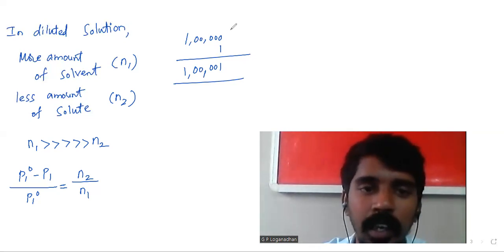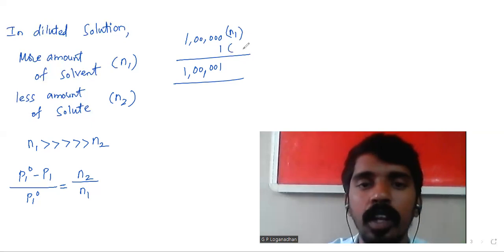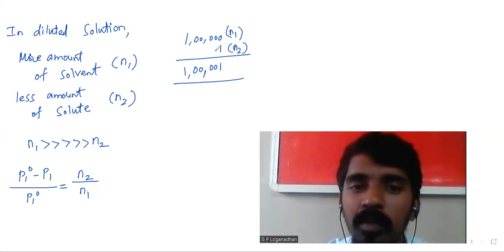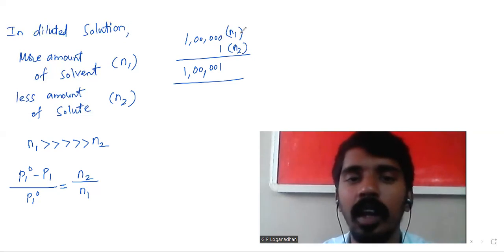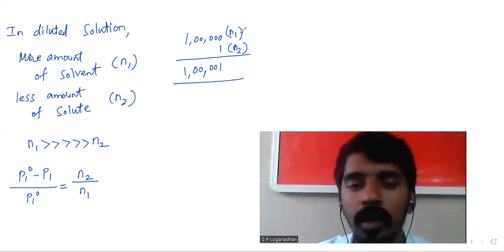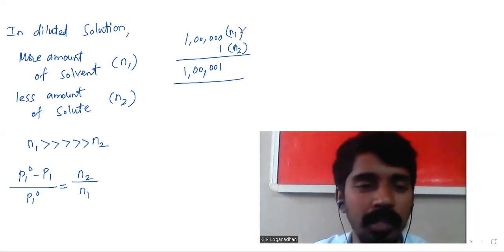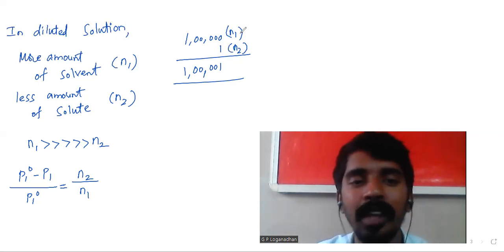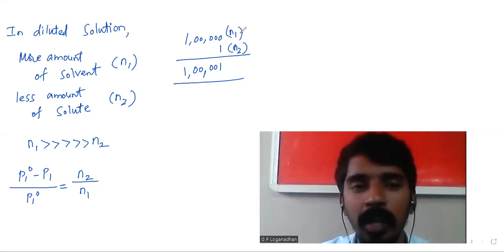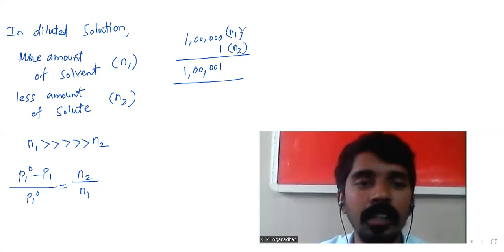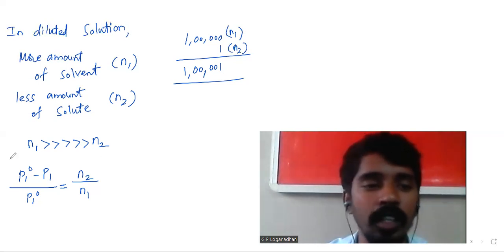Here, if the number of moles of the solvent is N1 and the number of moles of solute is N2, adding the moles of solute to the moles of solvent is not going to make a big change. That is why in the denominator, when it is an addition, if one substance is very low and the other is very high, the one which is very low can be neglected. Comparing the calculation with and without adding it, both will be nearly the same. That will not make a big change, and that is why it is neglected.